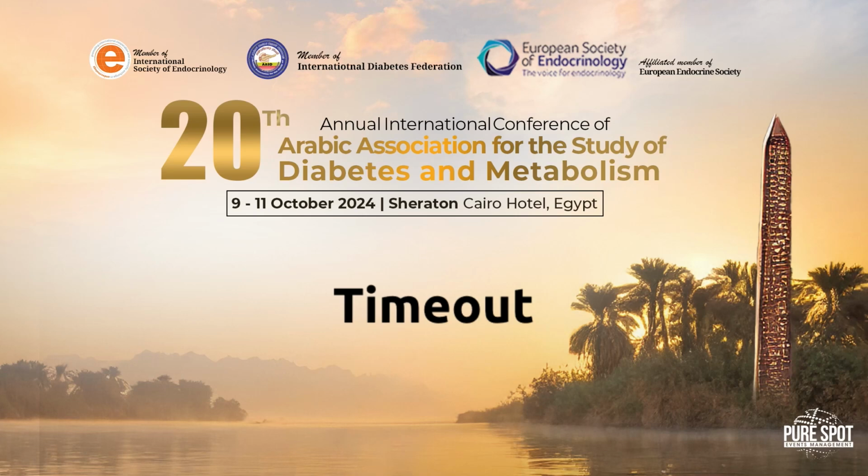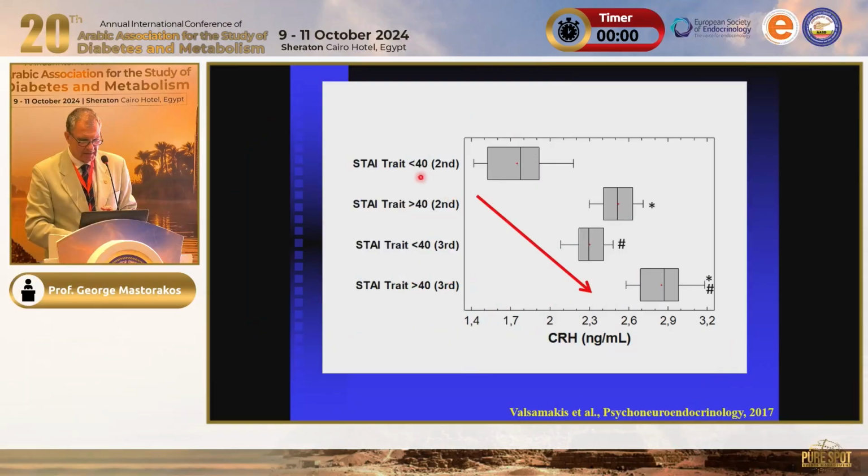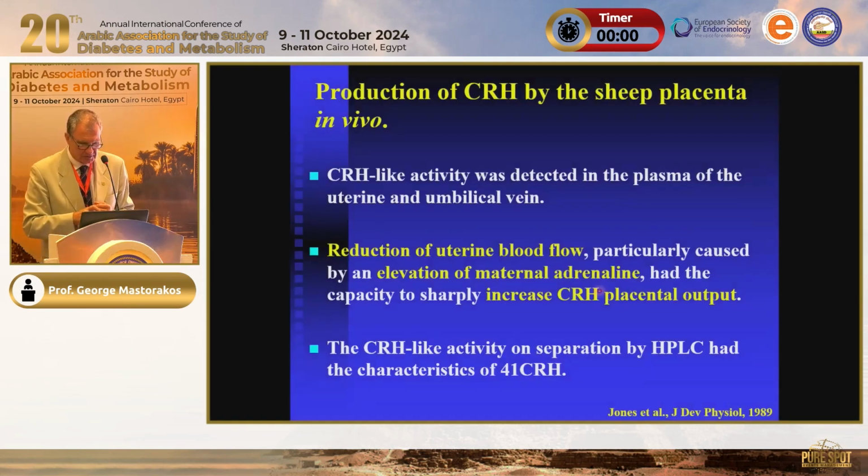And what did we find? That if you study these questionnaires at the 2nd and 3rd trimester, even when you divide them to the most stressed and lower stress, you see that they are associated with the CRH of the placenta. 2 seconds, and I'm done. So the CRH of the placenta is increased when the mother is anxious.